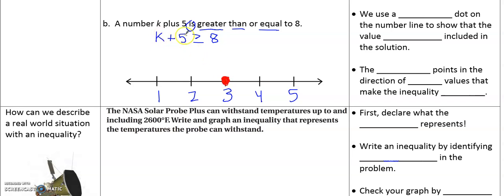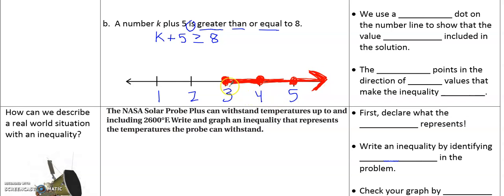How about 4? 4 plus 5 is 9. Is that greater than or equal to 8? Yep. That is true. What about 5? 5 plus 5 is 10. Is that? Oh, yeah, that is true. And all of the rational numbers that are in between. That means all of the fractions and decimals in between are also included.